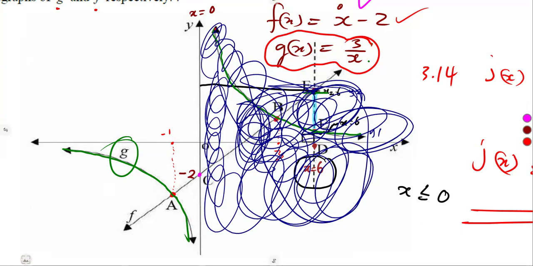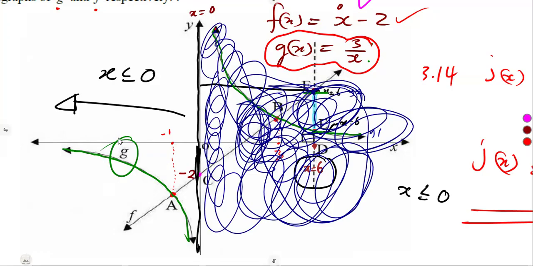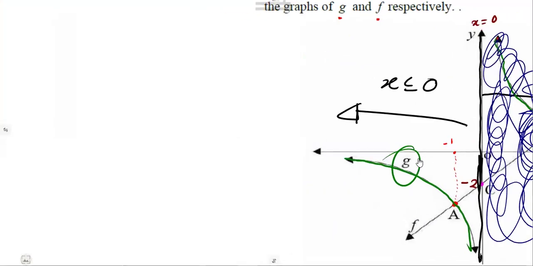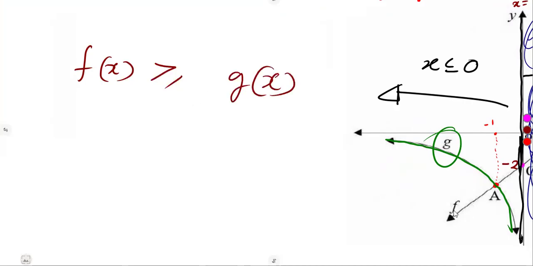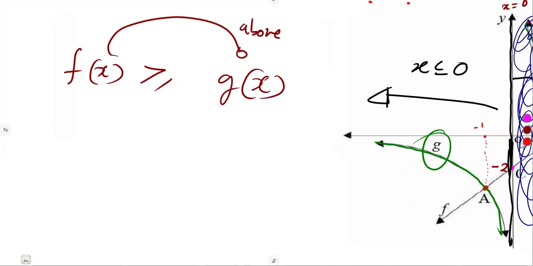Our answers are only limited to this side, from the y-axis going to the left, where x is less than or equal to 0. This is the side they are saying to focus on, only this side here. Where is it, from this side, that we see f of x greater than or equal to Gx? Where is it that we see our f of x above Gx, on top of Gx? That is what it means.